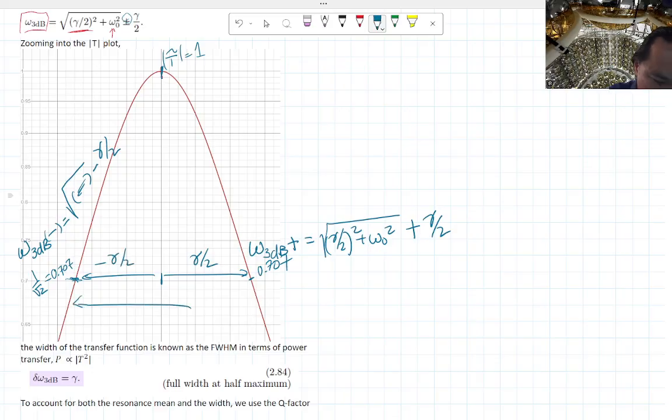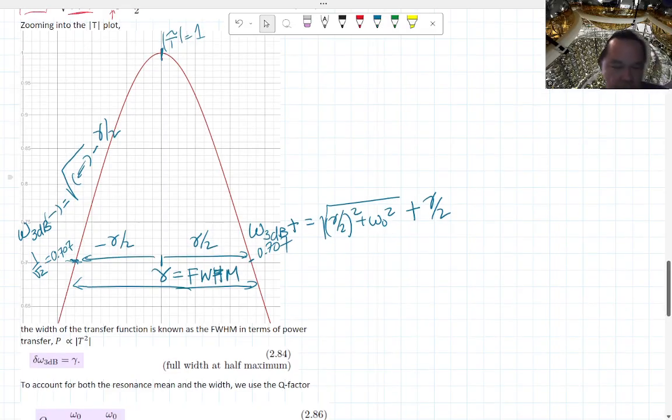And then if you add those two together, you have gamma. And this gamma is known as the full width half maximum. Okay, half maximum. So you may be debating, wait, why is it called half maximum? It's not the 0.707 maximum, right?